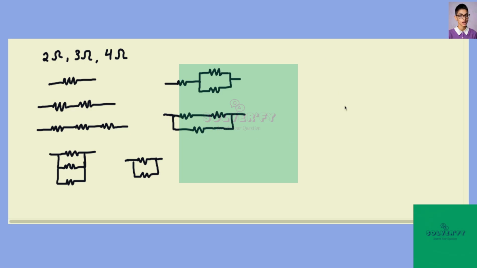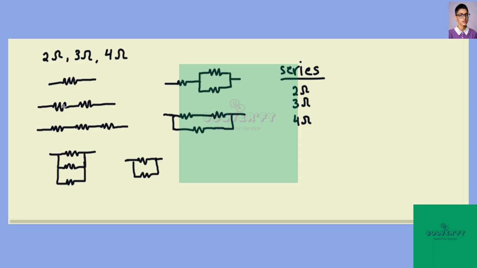So now we can go ahead and tabulate them by the series resistances, so in order of least to most resistance. We'll first have 2 ohms, 3 ohms, and then 4 ohms, and that's just from taking this single resistor and having each of them in that spot.